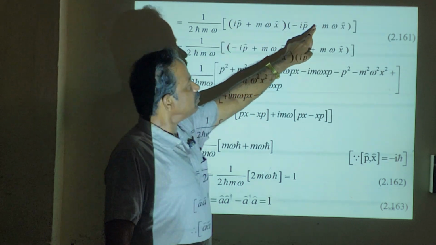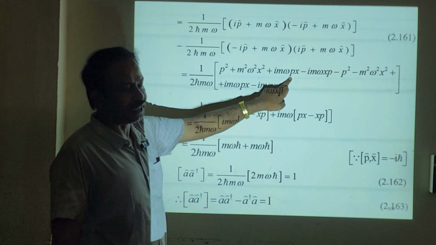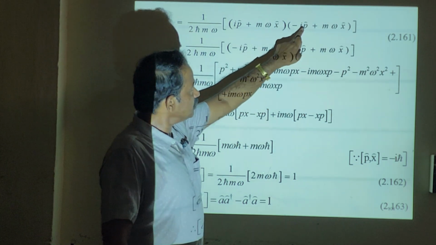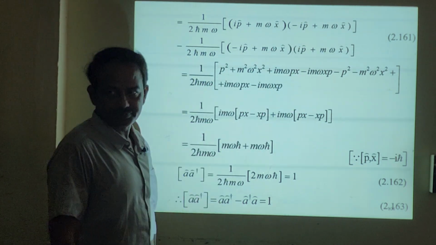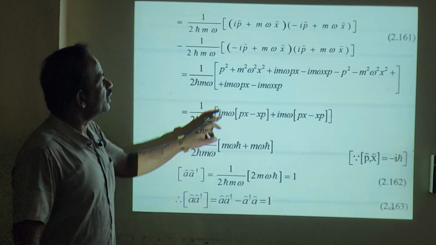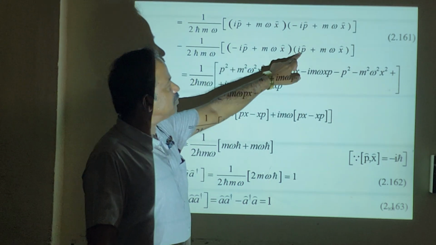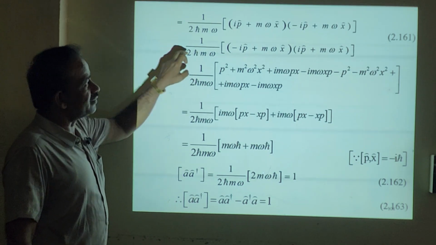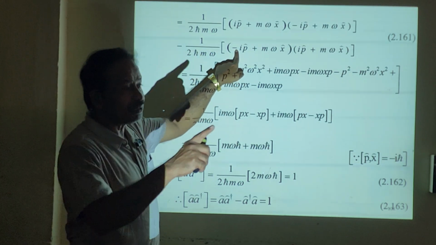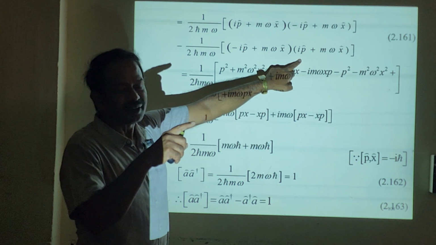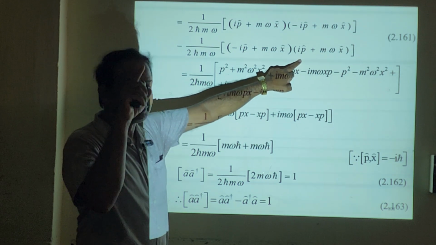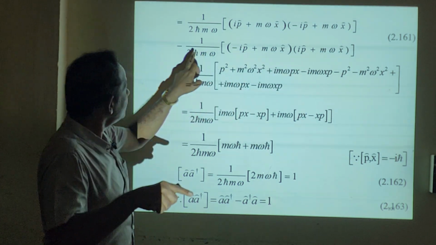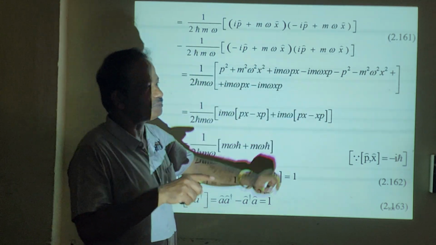Then ip multiplied by m omega x will give you px. M omega x multiplied by ip will give you this. Is it okay? Now the next one. Minus ip multiplied by p will give you p squared, and you go minus in here. See here, minus ip multiplied by ip will give you minus i squared p squared. I squared is minus 1, so plus p squared. This is minus there, so that's why minus p squared. Clear?